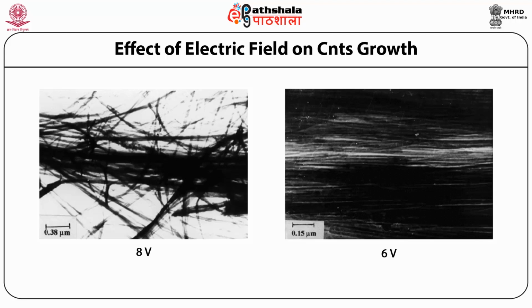For a higher field, voltage greater than 6 volt, the tip region starts getting heated up, as evident by a red glow appearing near the cathode region. This heating effect would disturb the alignment of the tubes. For a lower field, less than 6 volt, the electric field would not be strong enough to cause an alignment effect.